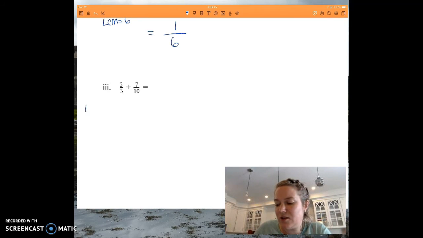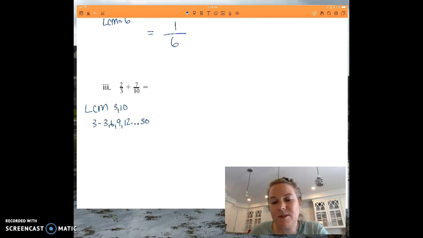So let's think about how to do the LCM. We've got 3 and 10. So let's go 3, 6, 9, 12, and that's going to continue all the way up to 30, which is 3 times 10. We've got 10, which will be 10, 20, 30. Okay, so that's going to be your lowest common multiple, which will be your common denominator.